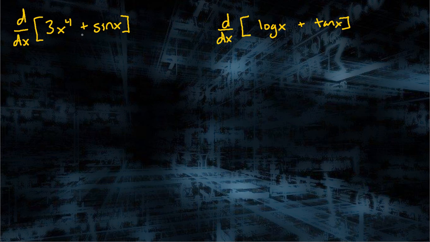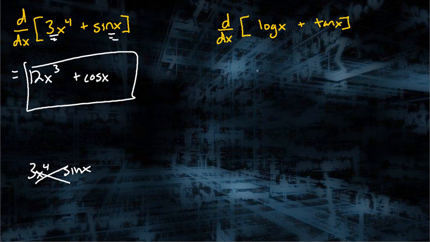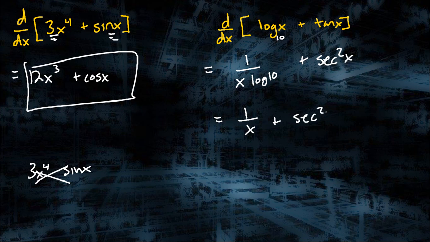Notice that these are separated by an addition sign. If I had written 3x to the 4th times sine x, we would have to use what's called the product rule of derivatives on that, and we have not gone over that yet. So we have a plus, which means I do this derivative and then this derivative. That's going to equal 12x to the 3rd plus cosine x, because the derivative of sine is cosine. There's our derivative. The derivative of this is going to be 1 over x log 10. Why? Because I'm base 10, and log 10 is just 10. So I have 1 over x. Derivative of tangent is secant squared, so plus secant squared x.